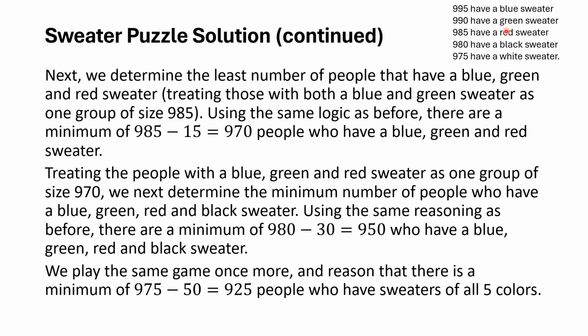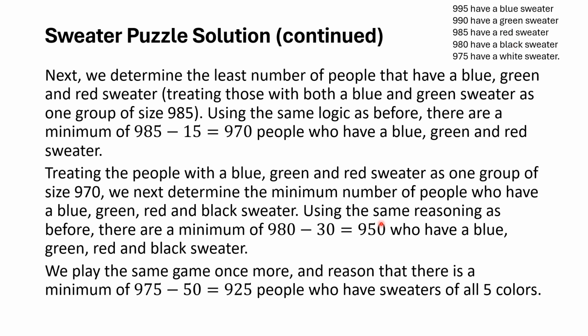And you can see what we're going to do next. We'll create this as one group. These top three is one group that has 970 people. And then we ask how many people need to have a black sweater compared to this group that owns blue, green, and red sweaters, which has 970 people. We subtract the 970 from 1,000, and we get 30, and then we subtract 30 from the 980, and we get 950. So at least 950 people have to have blue, green, red, and black sweaters.